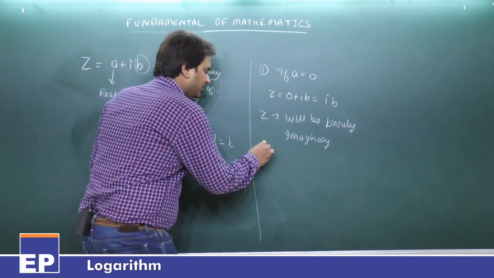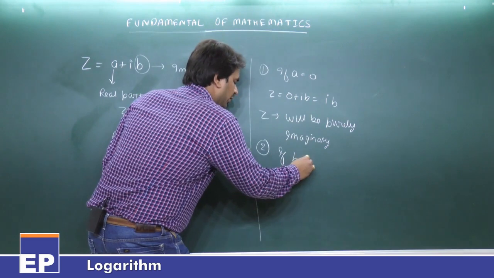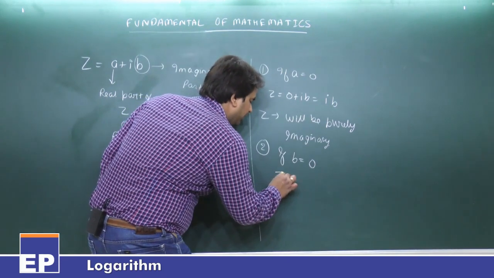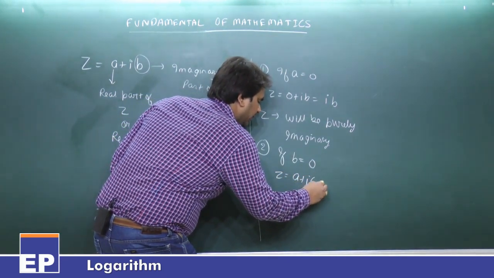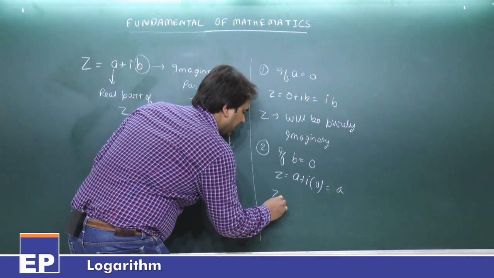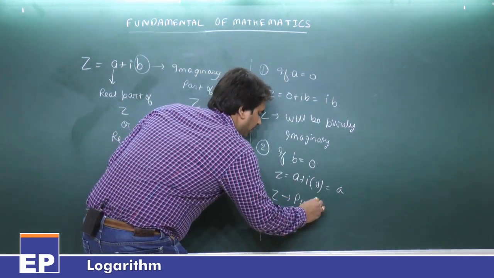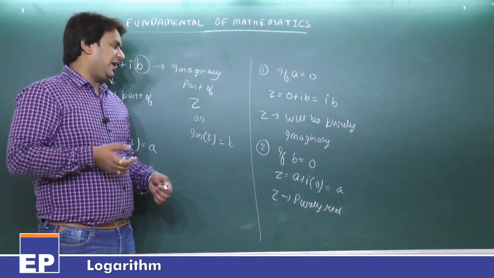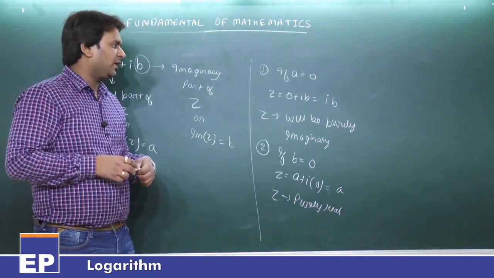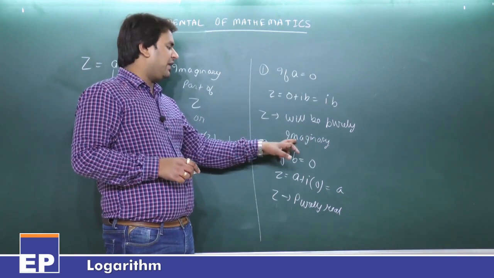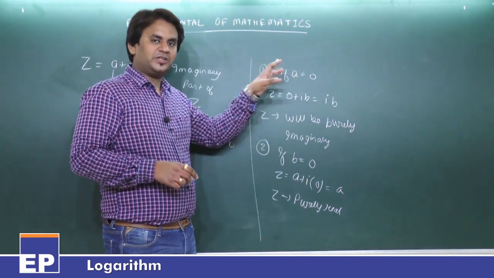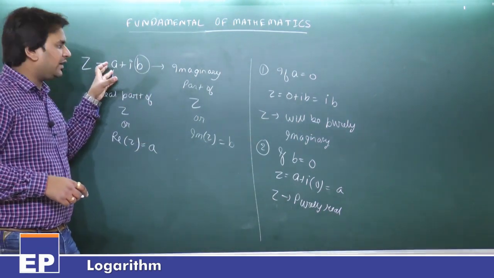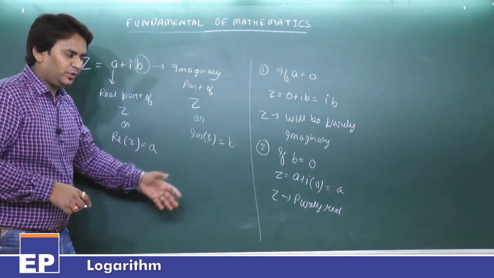Second case, if b is equal to 0, if the imaginary part of z is equal to 0, then z will be equal to a plus iota into 0, meaning it will become a. So z is purely real. If someone asks me that z is purely real, I will say the imaginary part of that is 0. If someone asks me that z is purely imaginary, I will say the real part of z is equal to 0. So this is the classification of z, where z is equal to a plus iota b, a is the real part and b is the imaginary part.